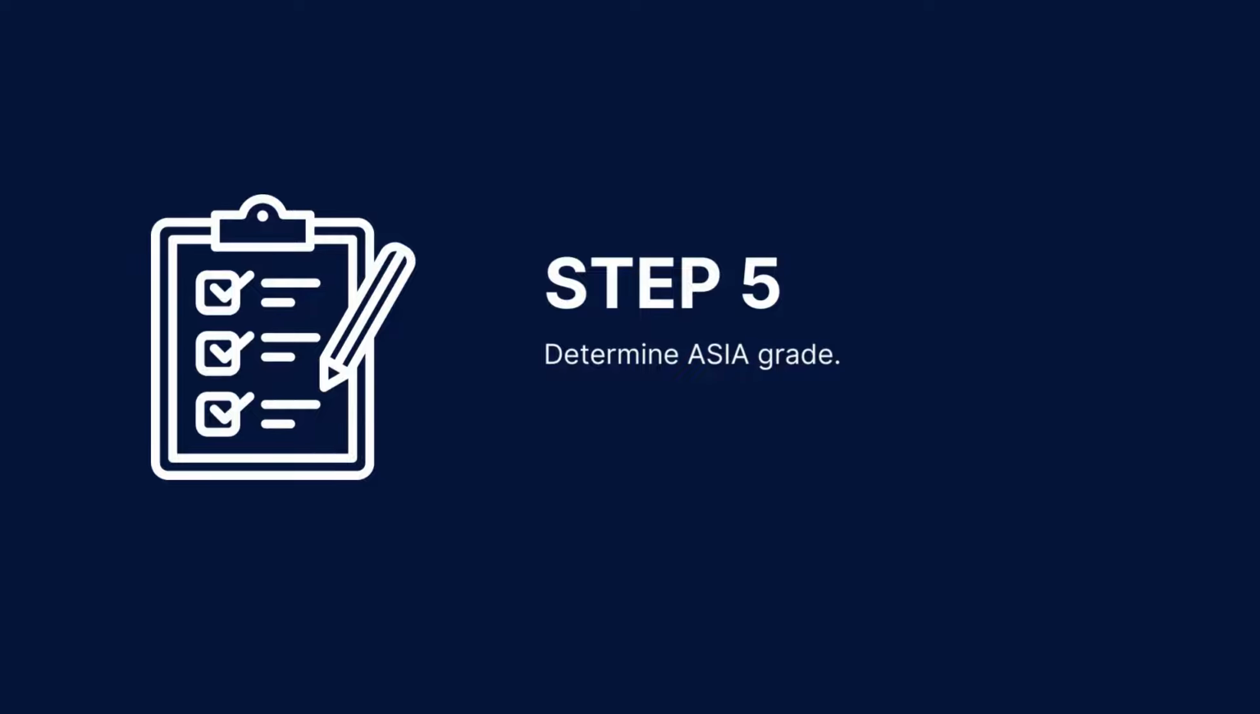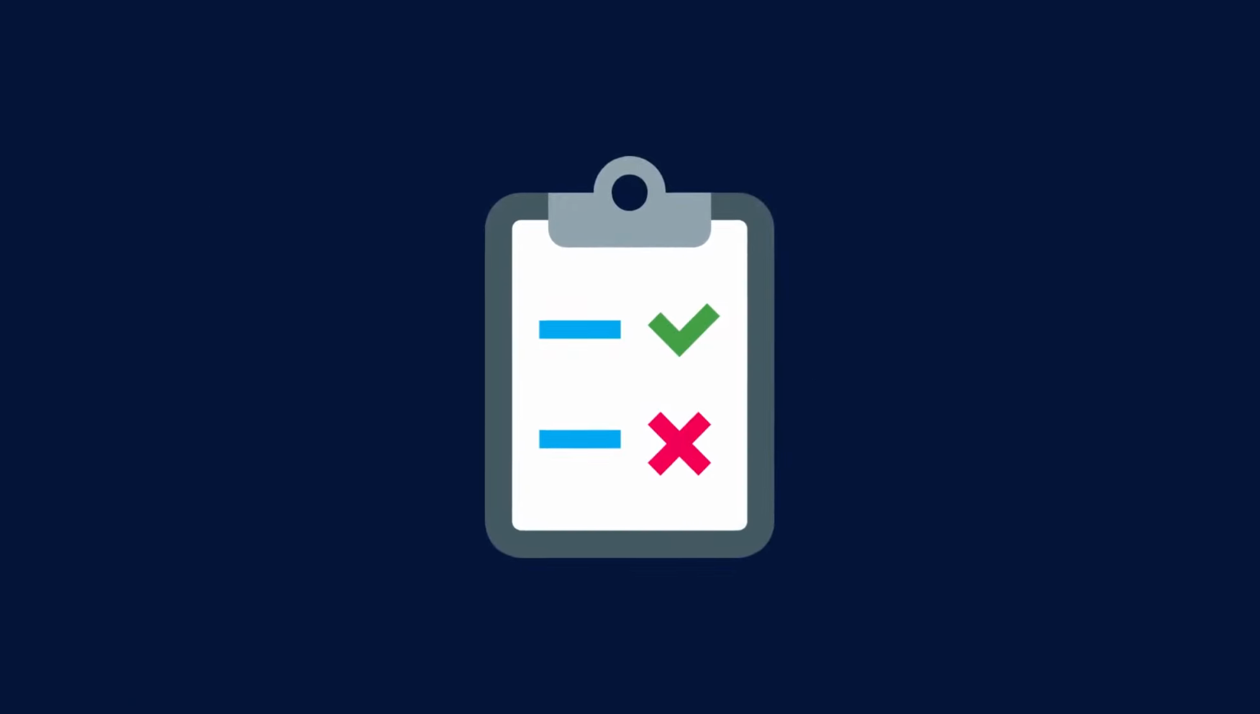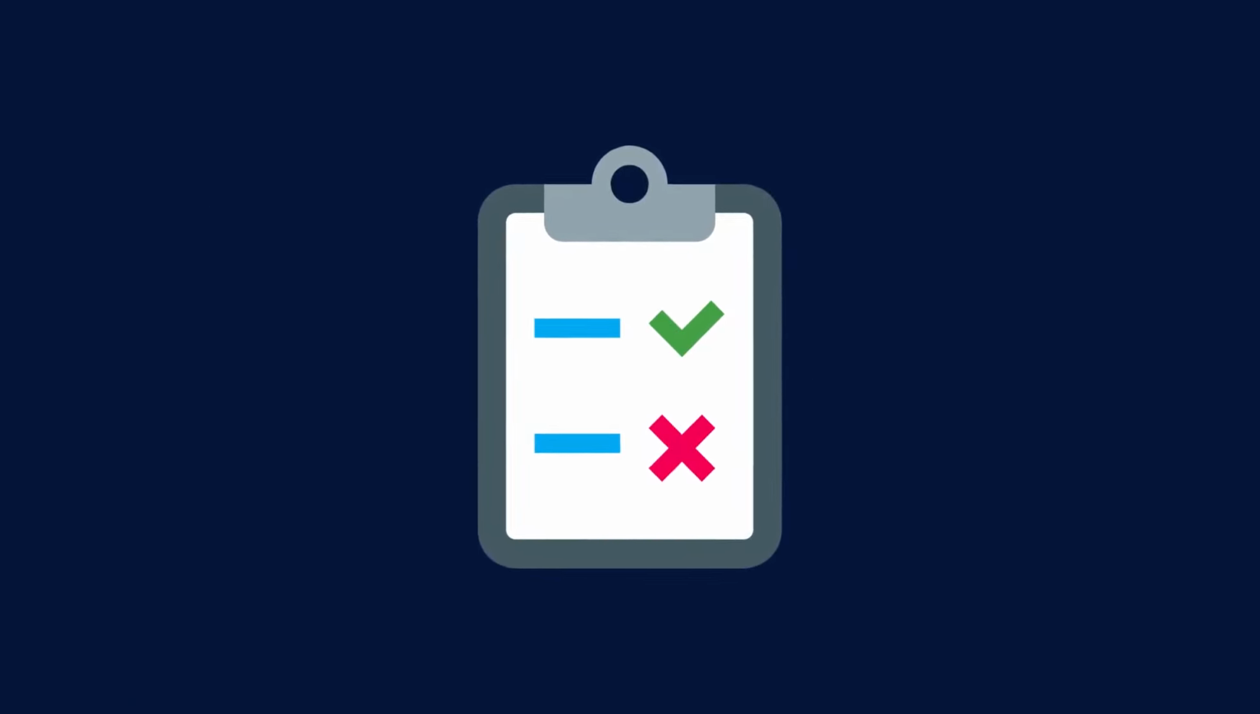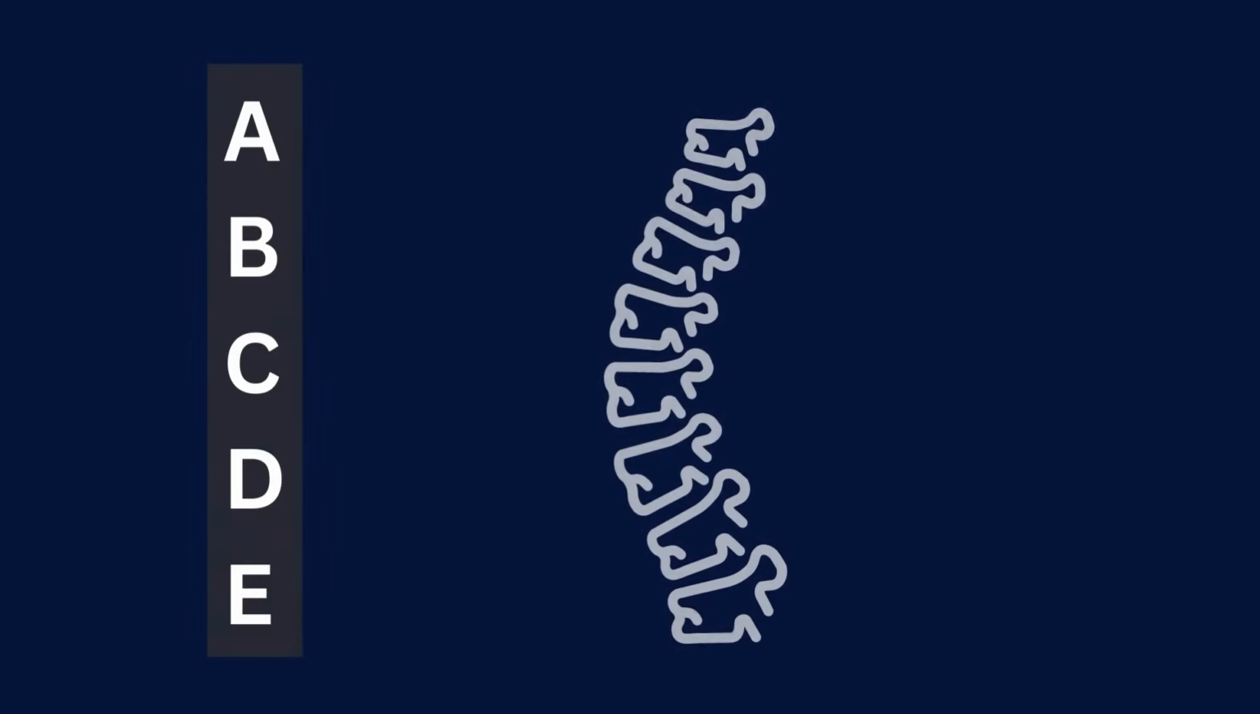Next, determine the ASIA grade. The clinician will establish the patient's ASIA grade based on the motor function, sensory function, and reflex scores. The 5 possible grades are A, B, C, D, and E.